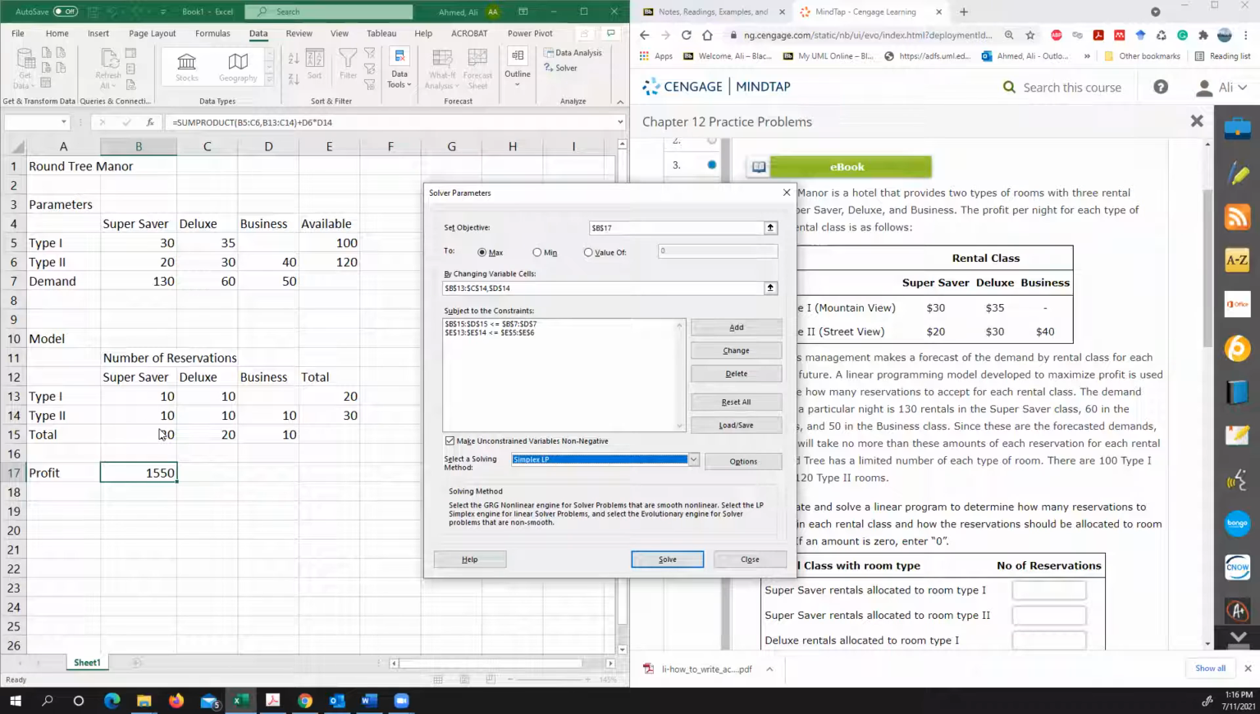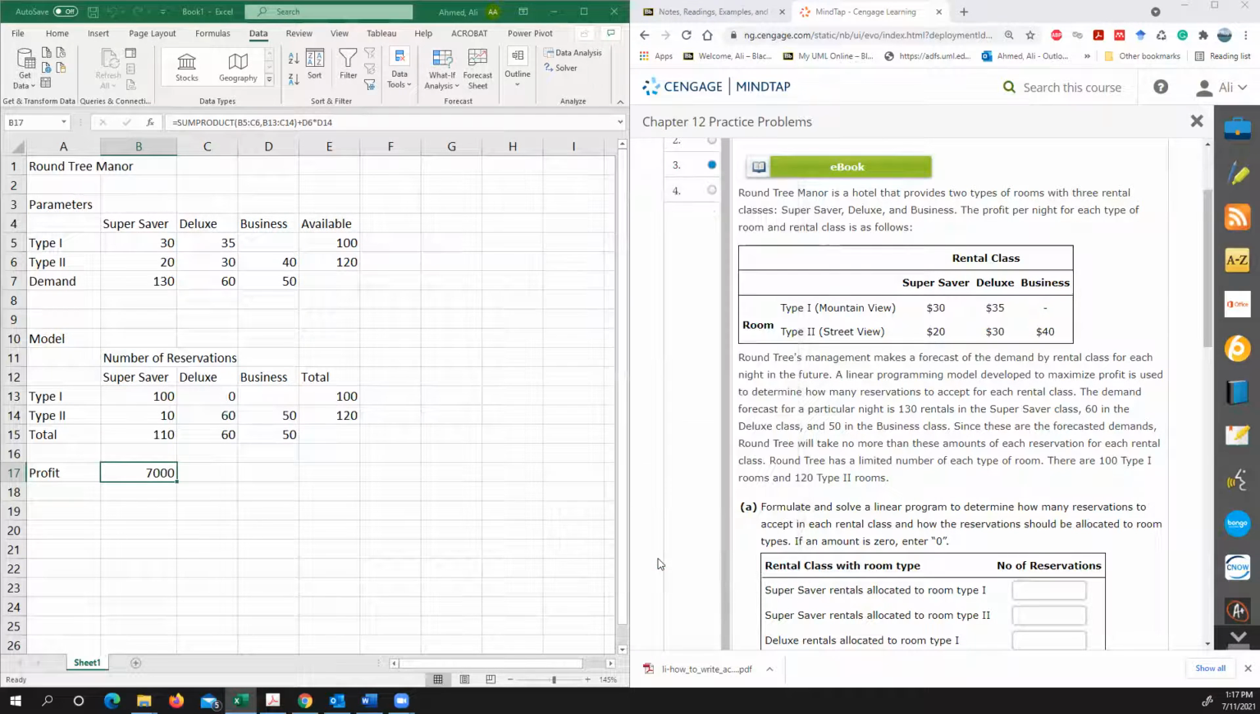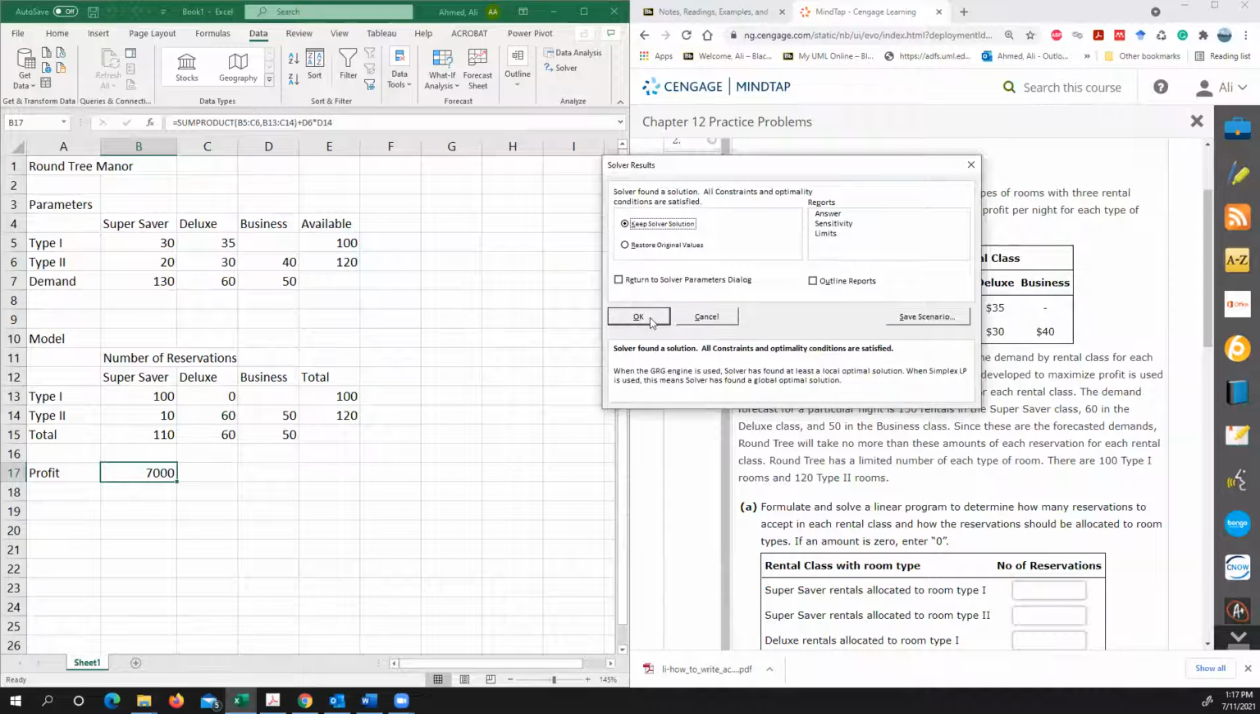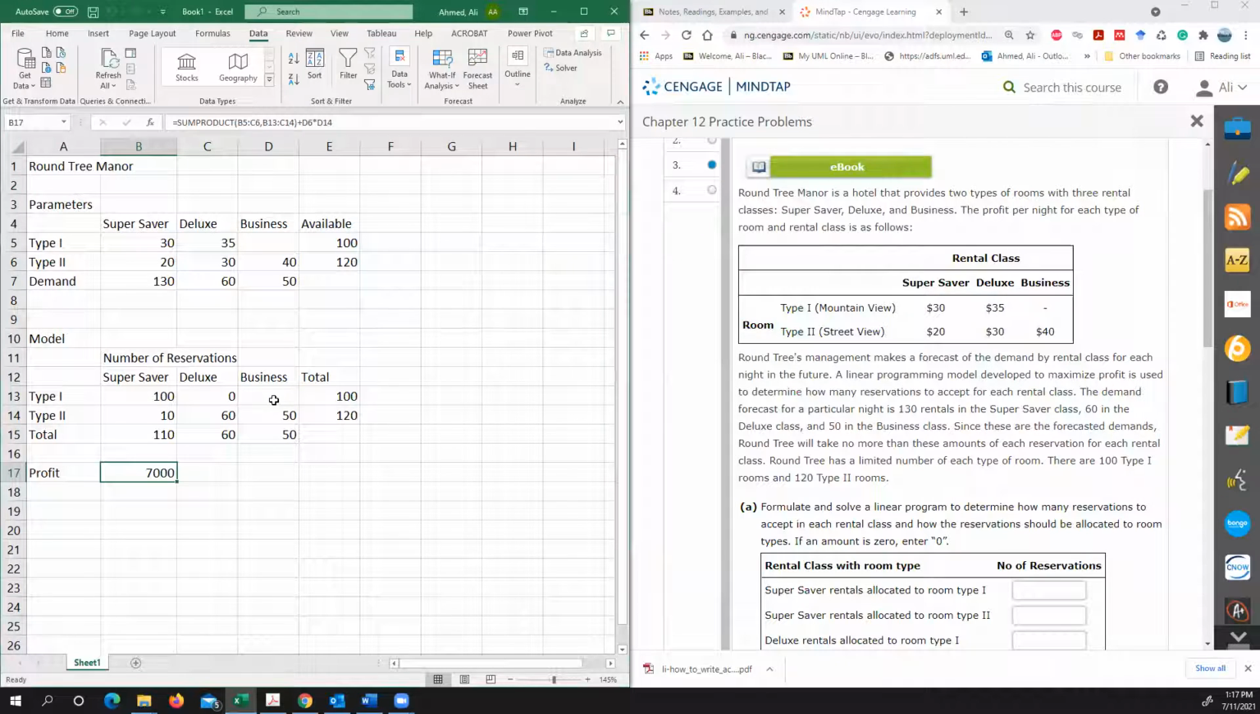We cannot have that. If I don't give this, the computer can think, how about there's a negative demand? And in some situations that's possible. Once we have this, we can run the solver. And once we have run the solver, we have our answers. The answers have been updated. We got our maximum profit. And this is it.